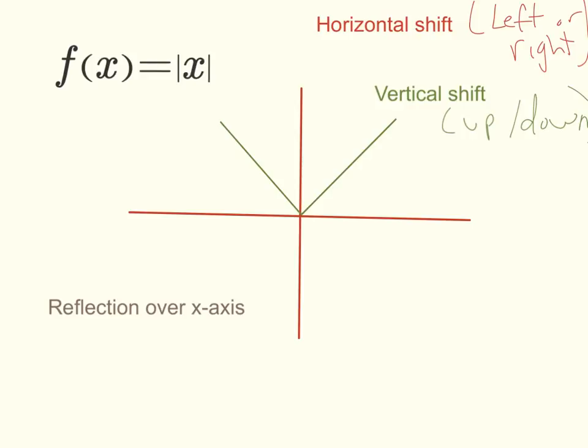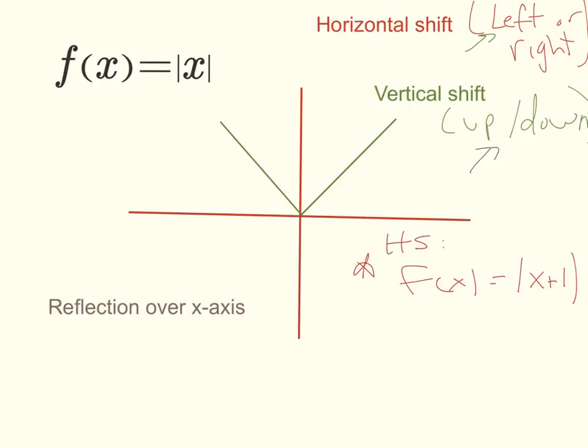And recall that as far as translations are concerned, we basically have three different types to work with. We have the horizontal shift, which is of course left or right. We have the vertical shift, up or down. And lastly, we have the reflection over the x-axis. So let's take a look at a couple of these different problems.